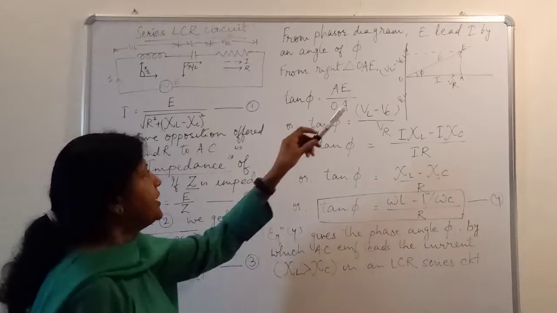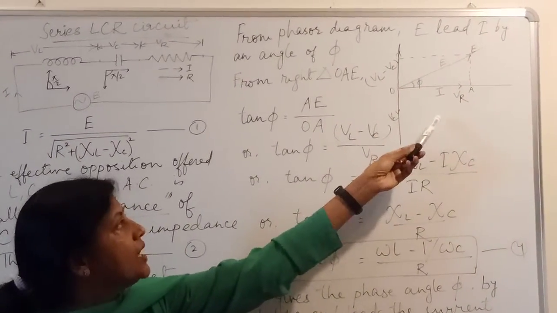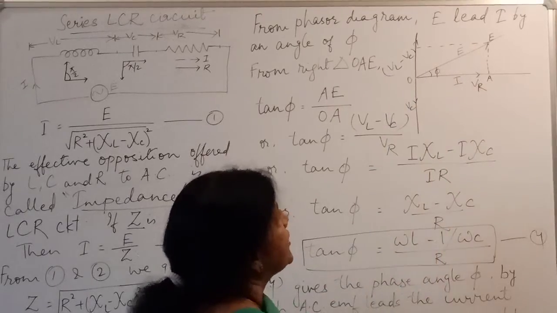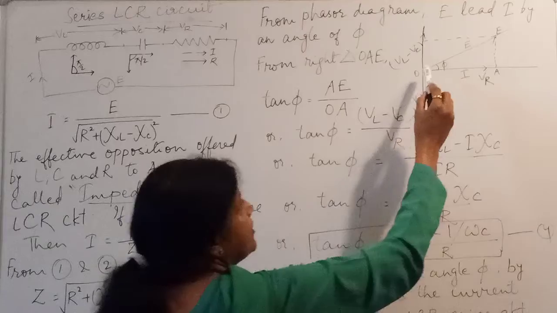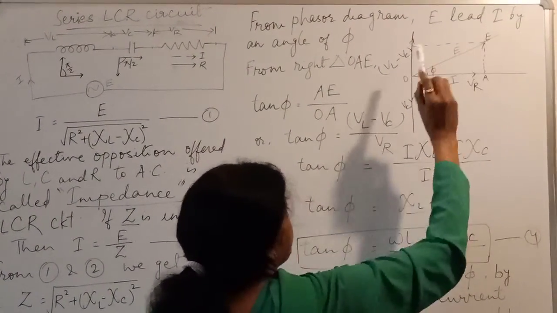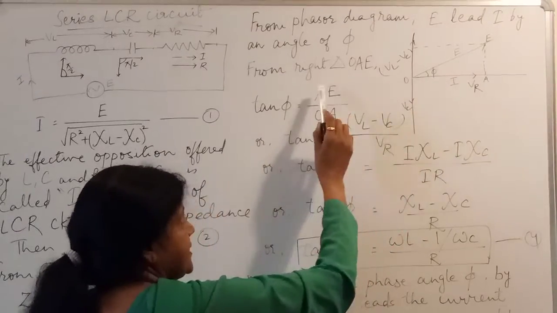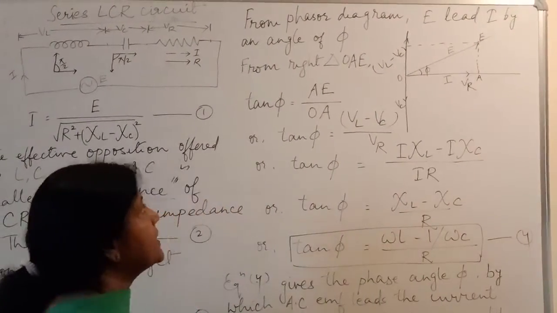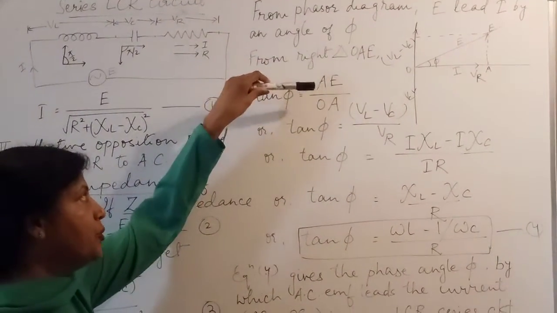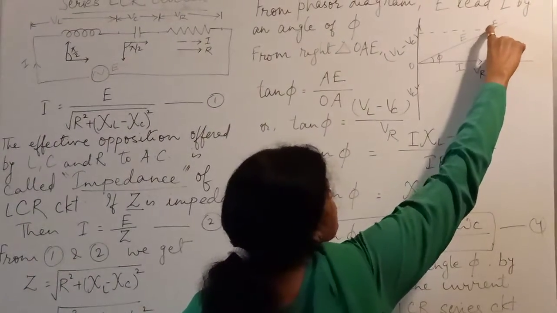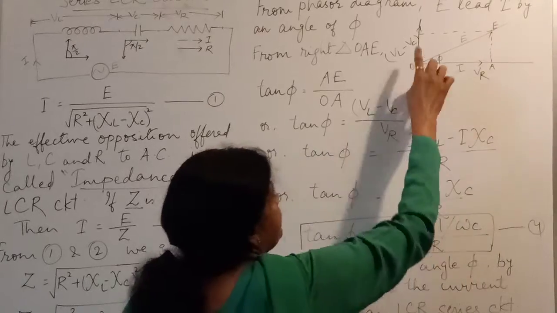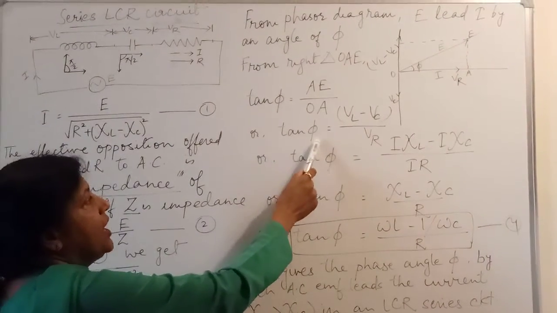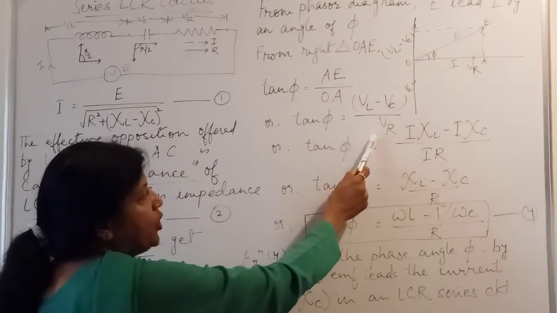Now, from phasor diagram, again consider phasor diagram. E leads current by an angle of phi. Again we consider right angle triangle OAE. We can write tan phi is equal to AE perpendicular upon OA. OA is base. Since these two are equal, for AE we can write VL minus VC. Substituting the values, we get tan phi is equal to (VL minus VC) upon VR.